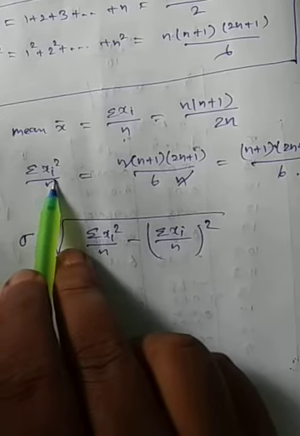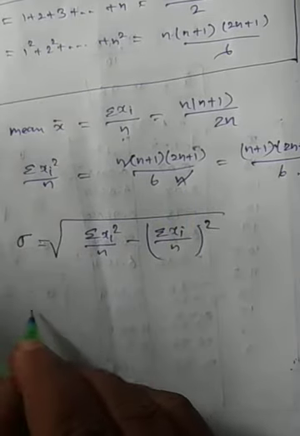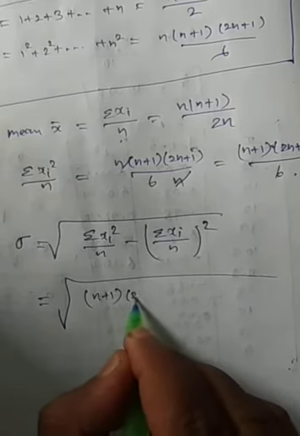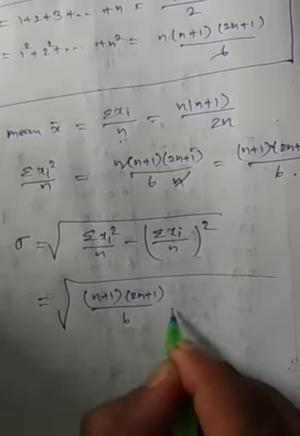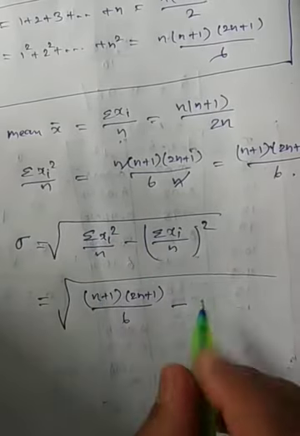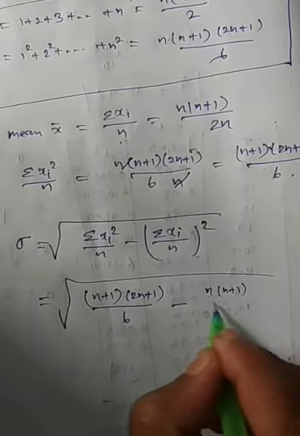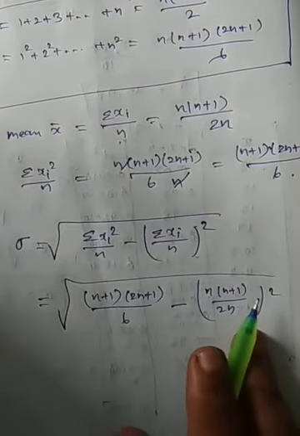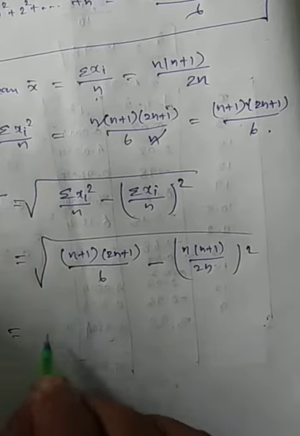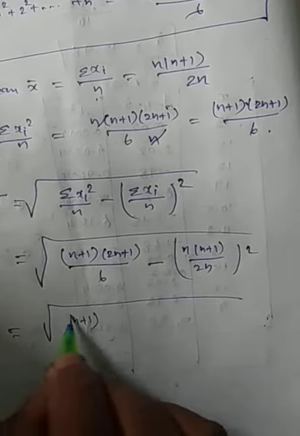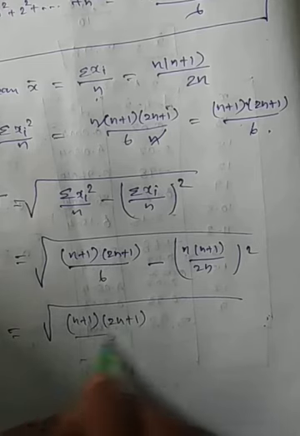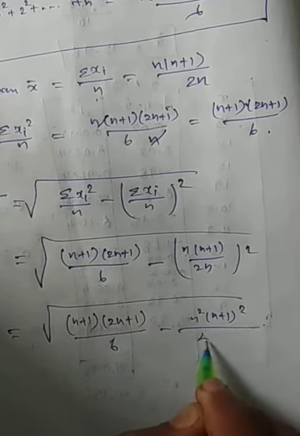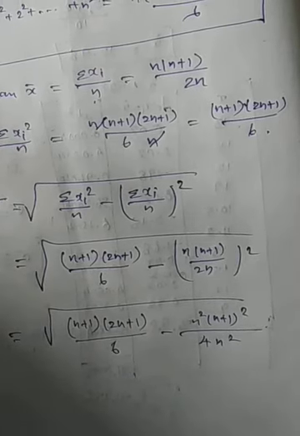So sigma xi square by n is this value, and sigma xi by n the whole square is this value. So this value we are writing here: n plus 1 into 2n plus 1 by 6, minus n into n plus 1 by 2n the whole square, because we are substituting and squaring. Now square it, and what will come: n plus 1 into 2n plus 1 by 6 minus n square into n plus 1 whole square divided by 2 to the 4, n square. These are the things we are having in this case.